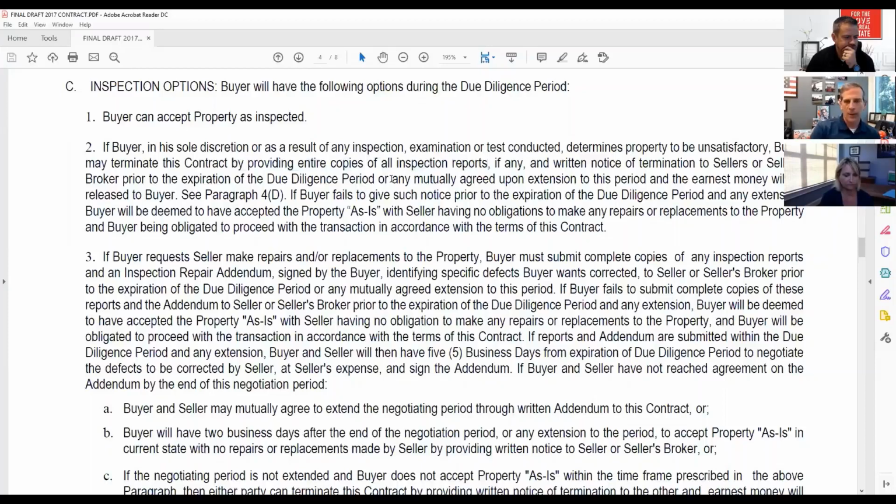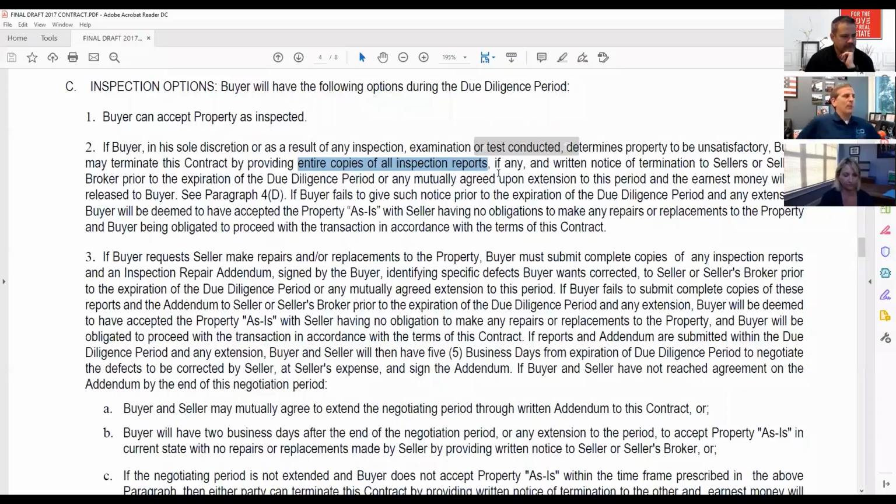This does not mean, as agents have tried to argue before, that because it requires you to provide copies of inspection reports, it therefore means you have to do inspections. It doesn't say that anywhere. And remember, a buyer can cancel either because of inspections or in his sole discretion. So there doesn't have to be a single inspection.